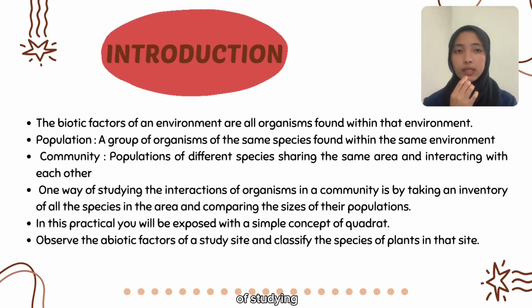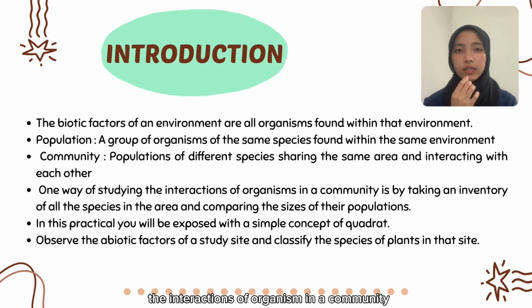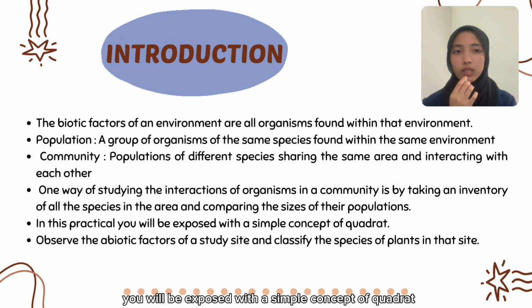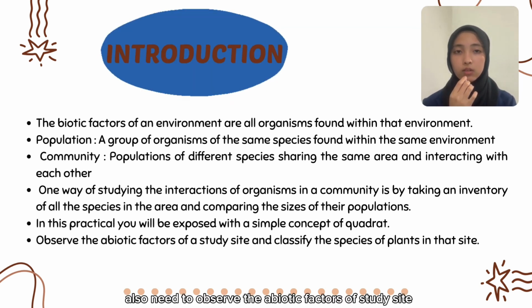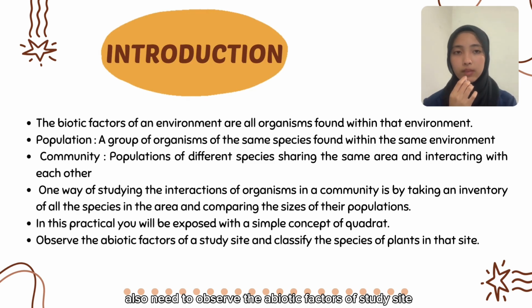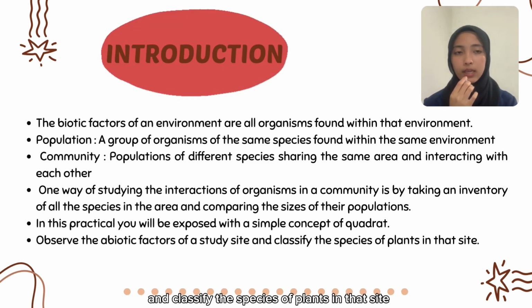One way of studying the interactions of organisms in a community is by taking an inventory of all the species in the area and comparing the sizes of their populations. In this practical, you will be exposed to a simple concept of quadrat. Students also need to observe the abiotic factors of a study site and classify the species of plants in that site.